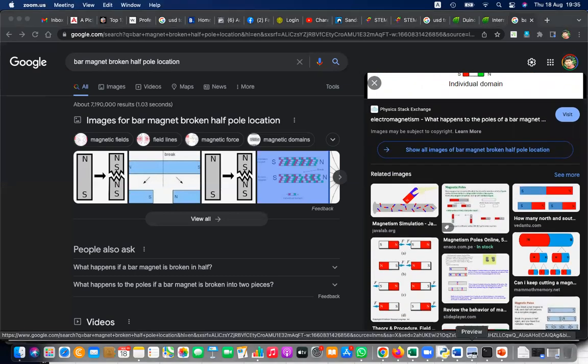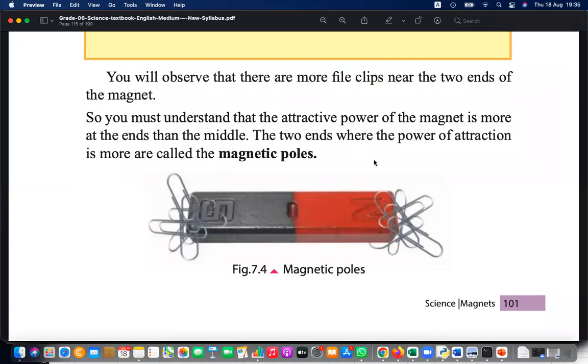Okay. So I need to ask one more question. What if you bring two magnets closer to each other? Which poles will attract? Which poles will repel? Which will pull, and which will push, which will forcefully move away? Another question. Sorry, sir, I didn't get you.